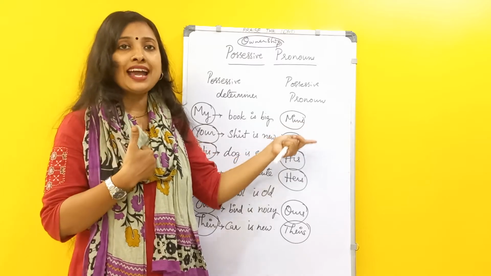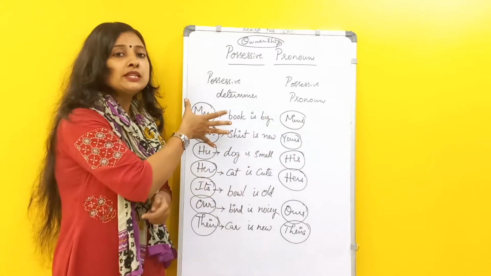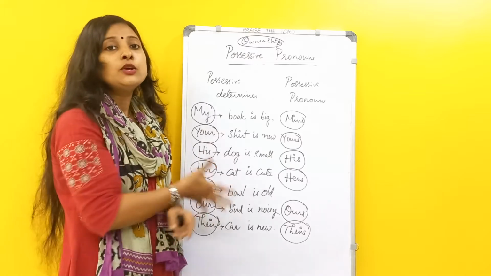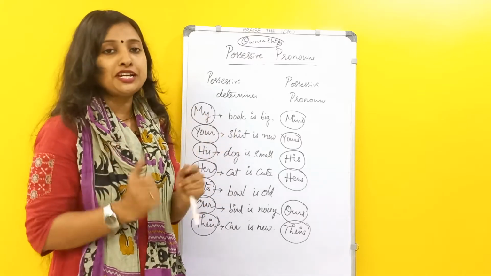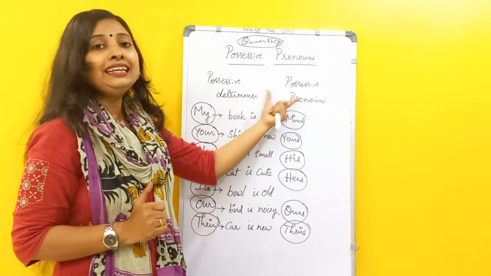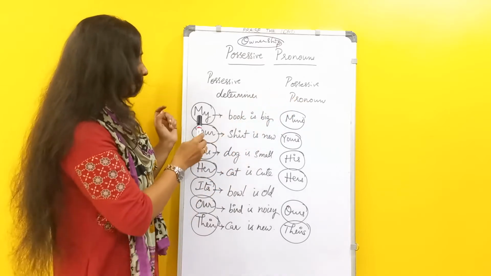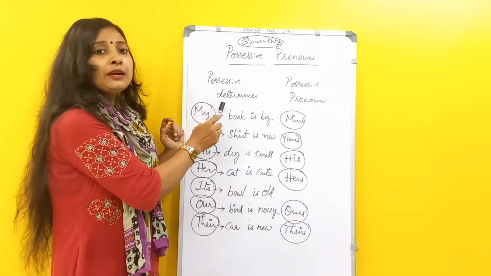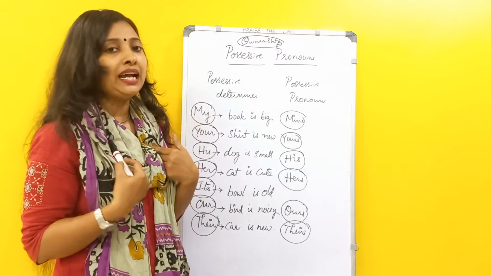That pen is mine. Okay, now just observe the examples which I have written here. So thereby you can differentiate what exactly the difference is. So the possessive determiners: I will become my.